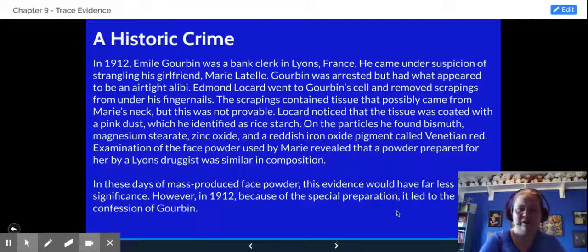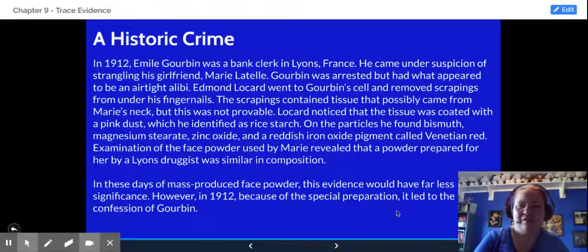So, a historical crime in 1912: Emil Gourbin was a bank clerk and came under suspicion for strangling his girlfriend. He was arrested, but he appeared to have an airtight alibi. Edmond Locard went to his cell and removed scrapings from underneath his fingernails, and they contained tissue that possibly came from his girlfriend's neck, but it was not provable. But Locard noticed the tissue was coated with a pink dust, which was identified as rice starch. Among the particles he found were bismuth, magnesium stearate, zinc oxide, and a reddish iron oxide pigment called Venetian red.